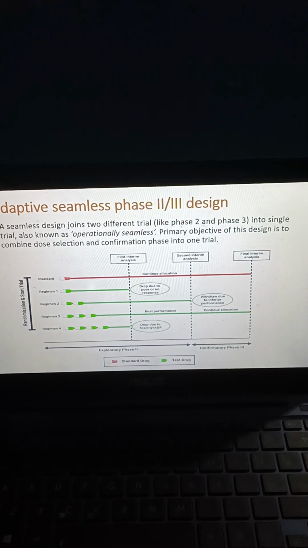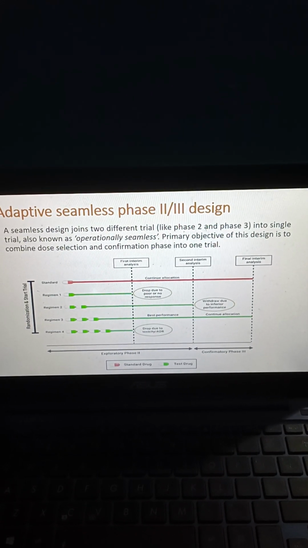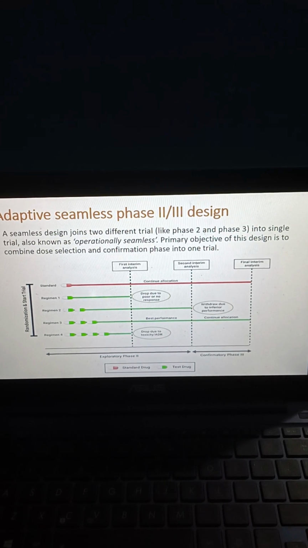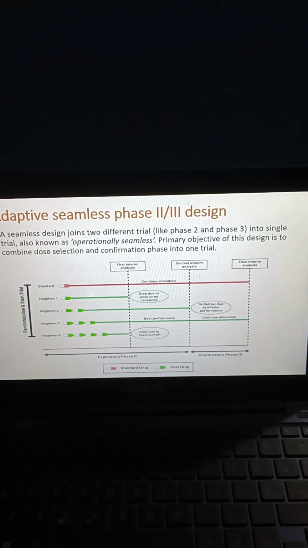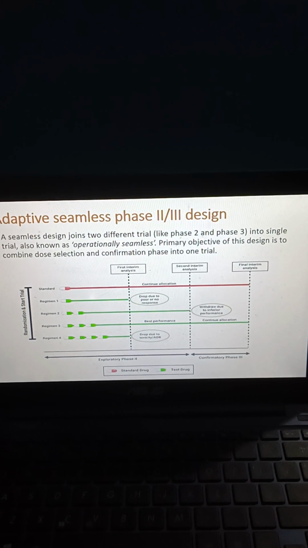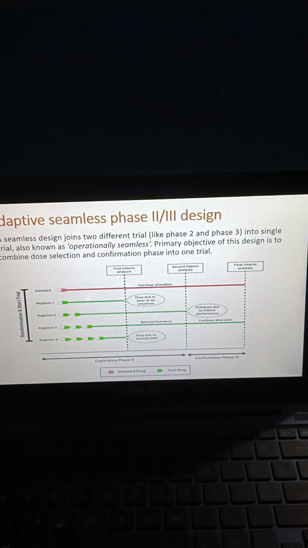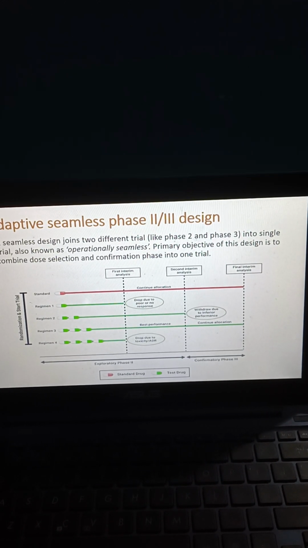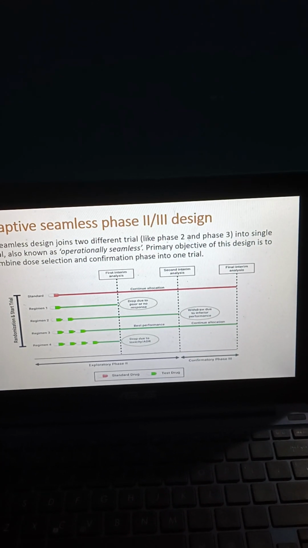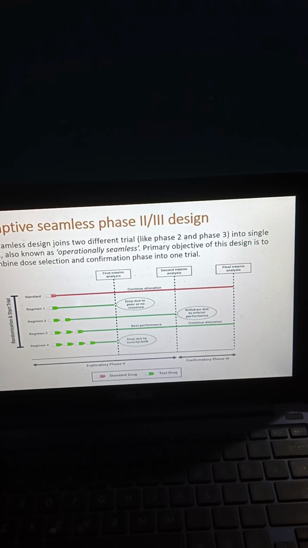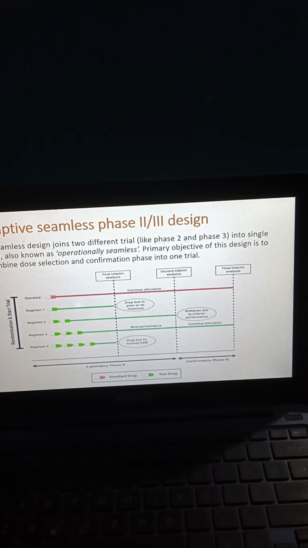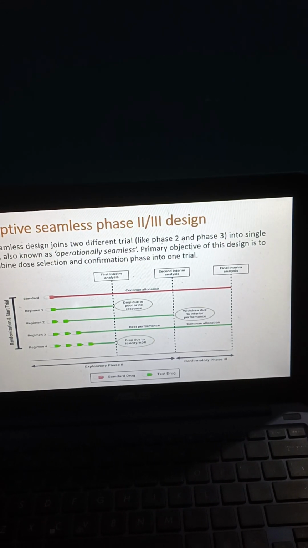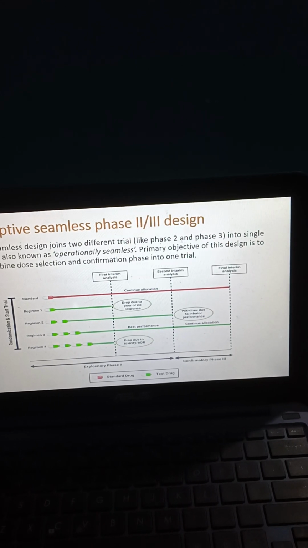In this case, randomization and start of trial, then standard arm, regimen 1, regimen 2, regimen 3, regimen 4, then standard arm continued allocation, first interim analysis, second interim analysis, final interim analysis done. Regimen 1 after first interim analysis dropped due to poor or no response. Regimen 2 arm after second interim analysis withdrawn due to inferior performance. Regimen 3 best performance, continued allocation till final interim analysis. Regimen 4 dropped due to toxicity and adverse reaction after first interim analysis.